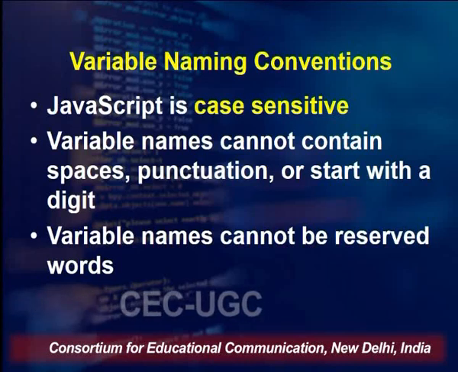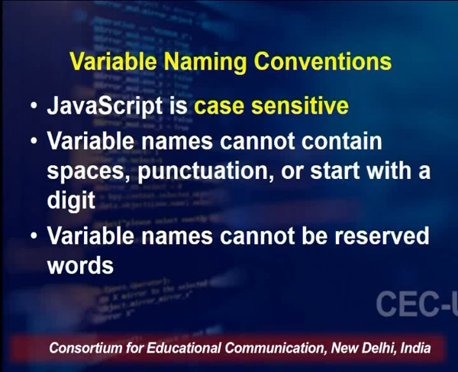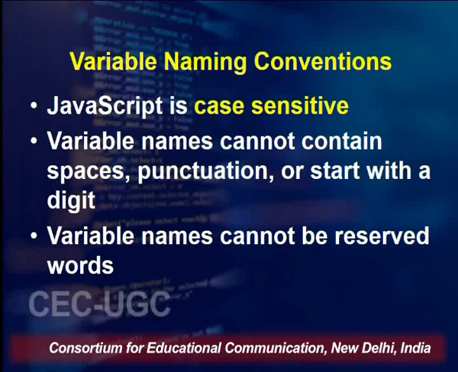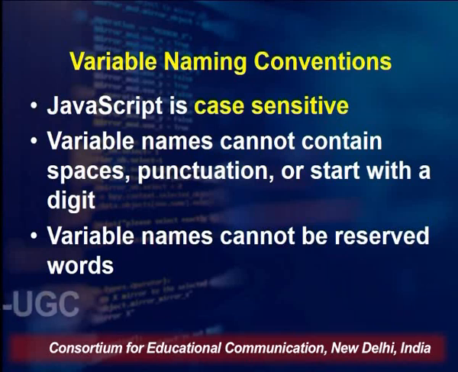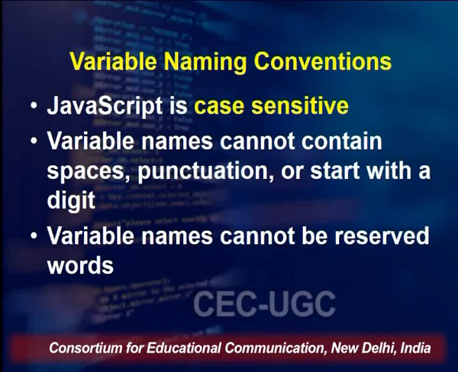Conventions have to be followed for naming the variables, and JavaScript is definitely case sensitive. That is, uppercase and lowercase letters are treated differently in JavaScript. Variable names cannot contain spaces, they cannot contain punctuation, and they cannot start with a number. And of course, you cannot use a reserved word as a variable name. For example, var, we said that it is a keyword. So your variable name cannot be var, or name, or id. These are reserved words which you cannot use for variable names. You can use any other combination of numbers, special characters and alphabets, but the variable name always has to start with an alphabet.